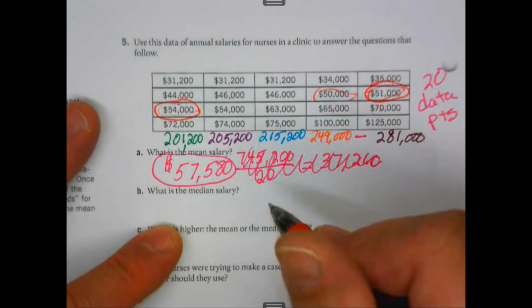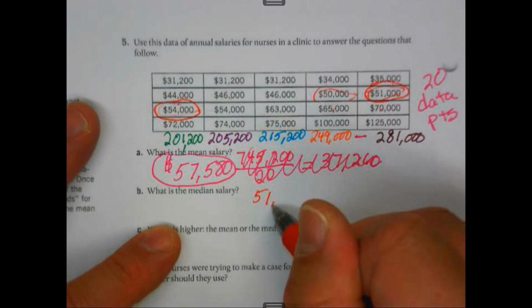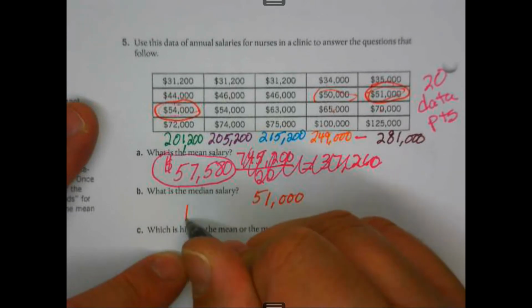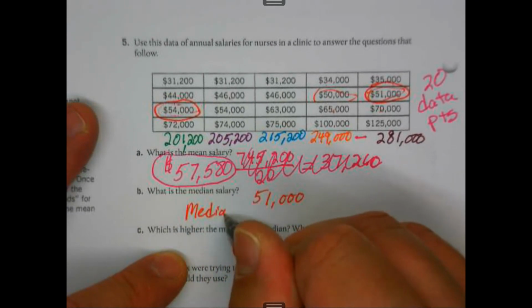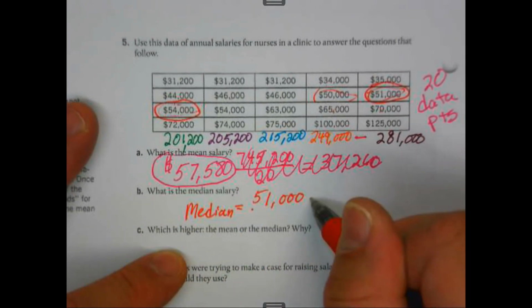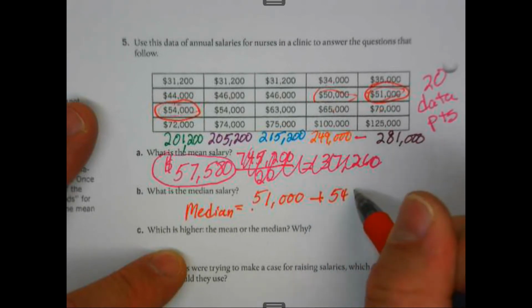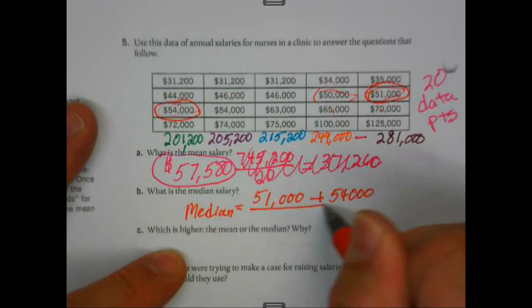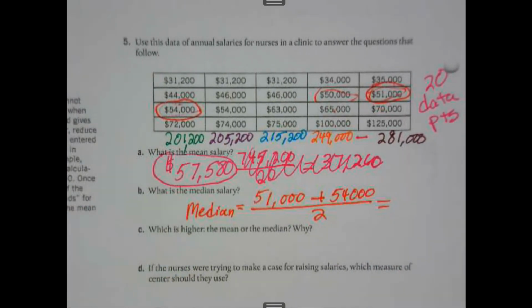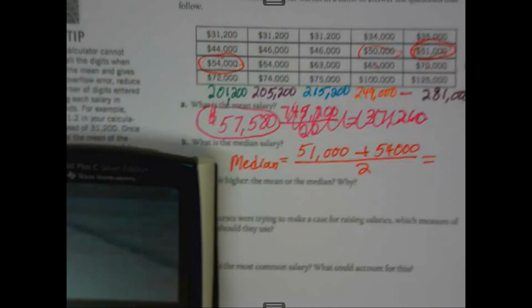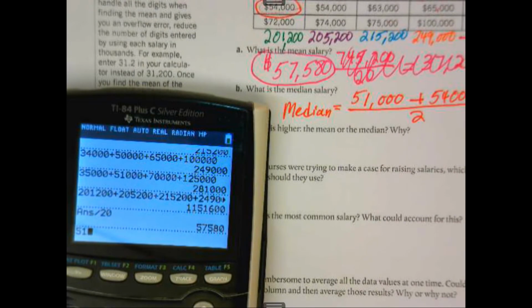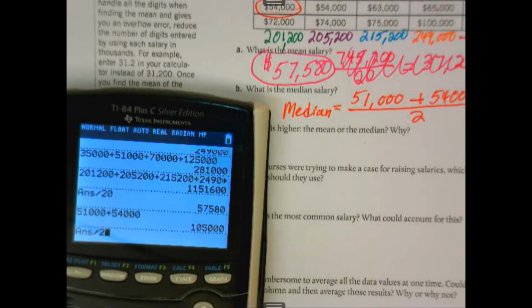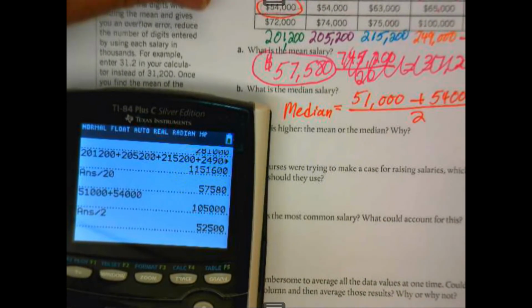So I need to take the average of 51,000 plus 54,000, divide by 2. Okay, 51,000 plus 54,000, enter, divide by 2, and my median is 52,500.